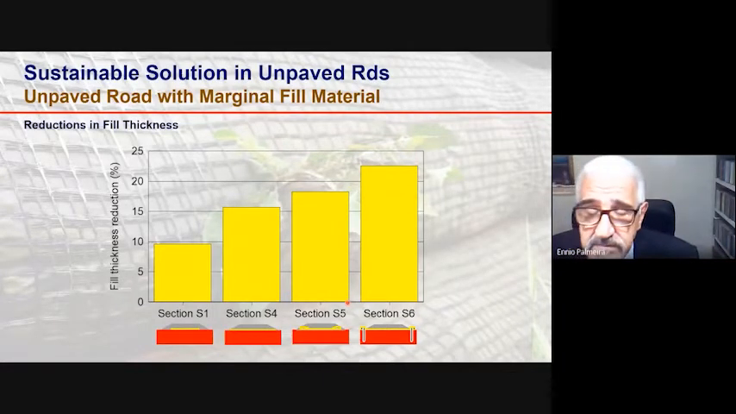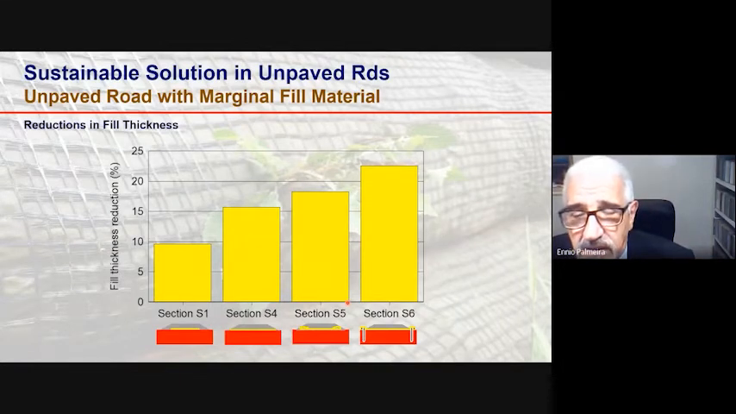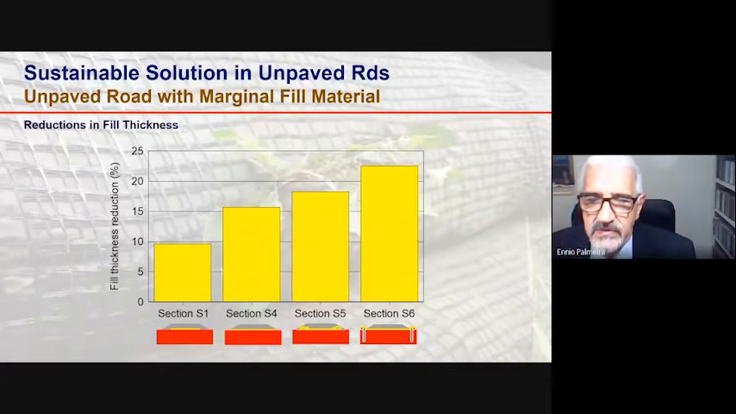So even using a fine grain material as a fill material, which is not the most appropriate material to be used in this kind of application, and a reinforcement that is also not the most convenient one, even so, we achieved a satisfactory and good performance of the unpaved road with a marginal soil as fill.